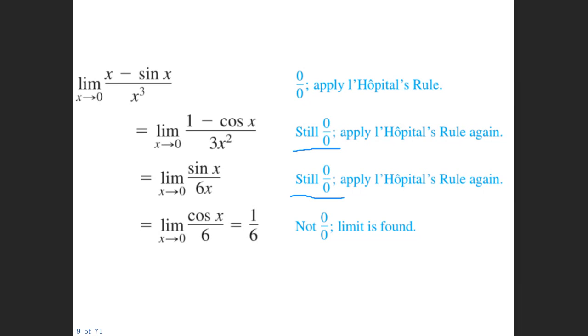But that's still 0 over 0, so we're going to use L'Hopital's rule a third time. We get cos x on the top and 6 on the bottom. But that's not 0 divided by 0, that's 1 divided by 6, and then we're finished.